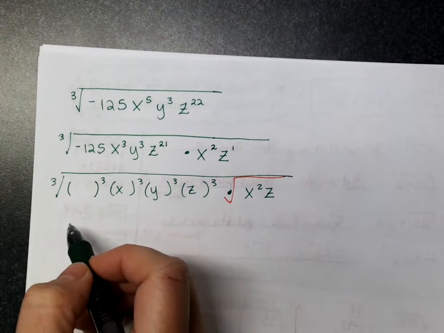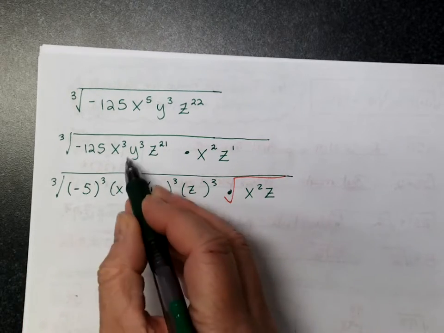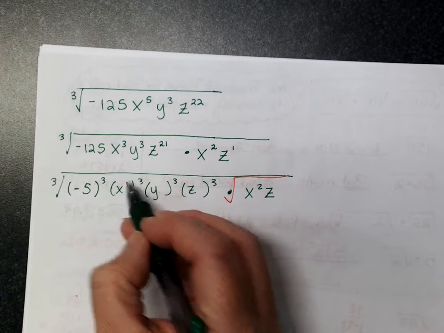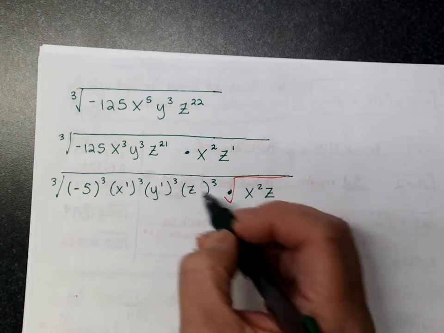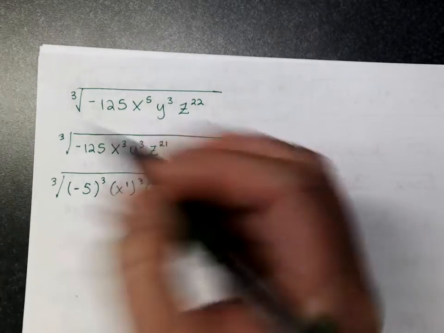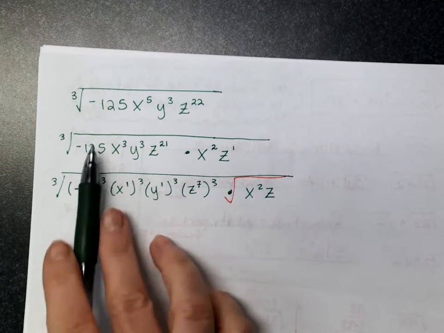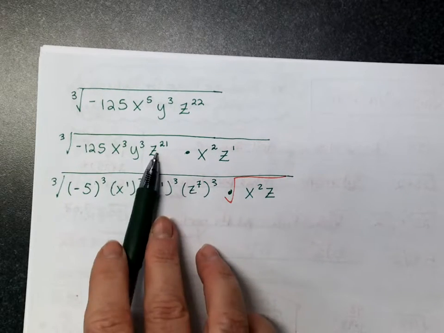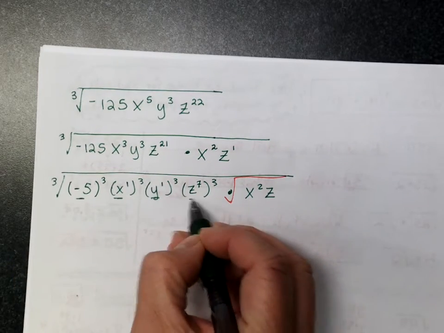Negative 125, cube rooted. Negative 5, right? What would make this true? X to the what cubed? Just 1. And y to the what cubed? Yeah. And z to the what cubed? 7. That's where the 7 comes in here. Just double check. Okay, that's negative 125. That's x cubed, y cubed, z 21. Check.